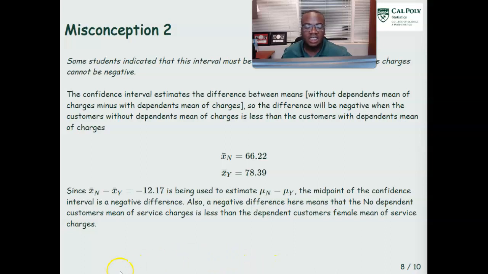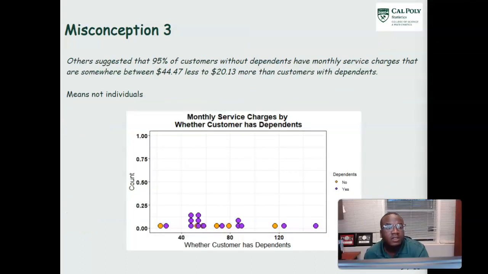Okay, last but not least. Others suggested that 95% of customers without dependents have monthly service charges that are somewhere between $44.47 less to $20.13 more than customers with dependents. In terms of the statement, it's not logically correct.